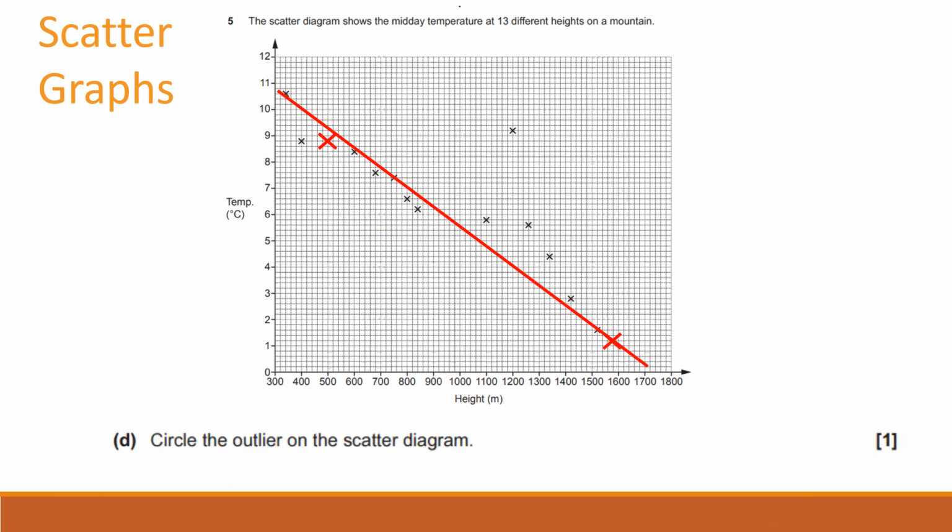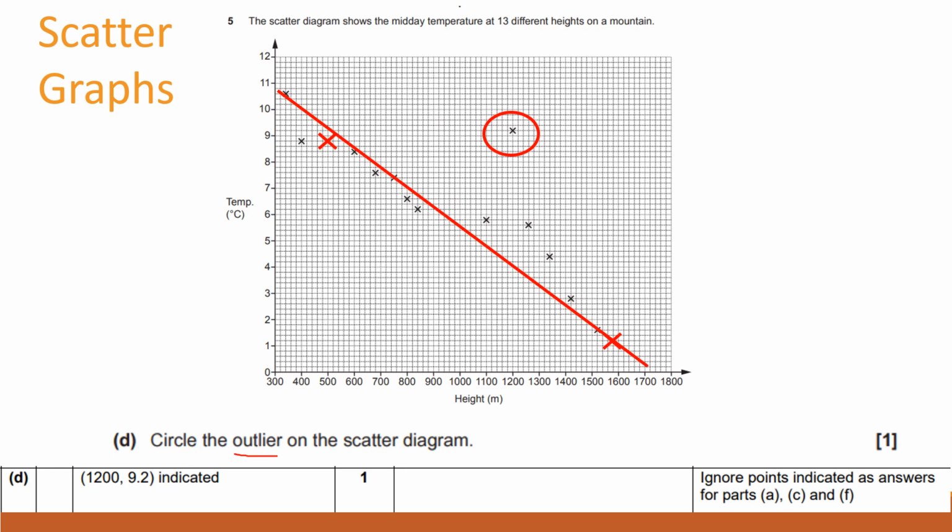On part D, we've got to draw a circle around the outlier on the scatter graph. So the key word here is an outlier. Now the outlier is a point that doesn't fit with the rest of the data. It's out on its own, nowhere near the rest of the data. And the point you're looking for is the point I've just circled here at the top. So if you've indicated the point 1209.2, you have got 1 mark, and that's shown on the mark scheme.